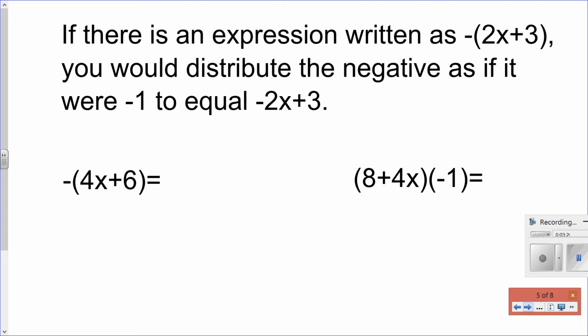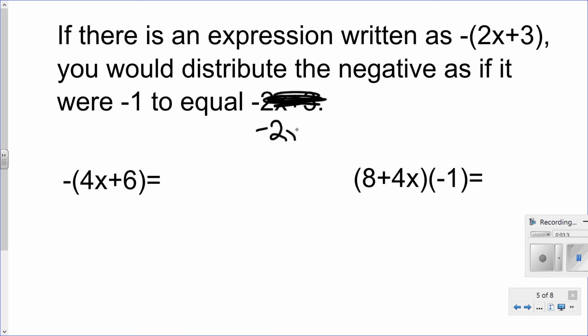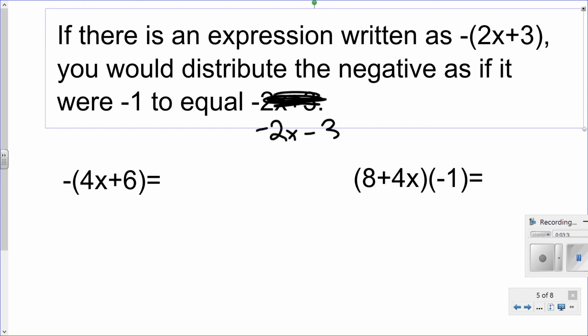If there is an expression written as negative times the quantity 4x plus 6, you distribute the negative as if it were a negative 1. So distribute the negative, or if it helps, think of it as negative 1. Negative 1 times 4x is negative 4x. And then negative 1 times 6 is minus 6.